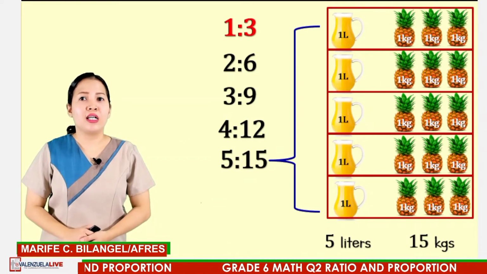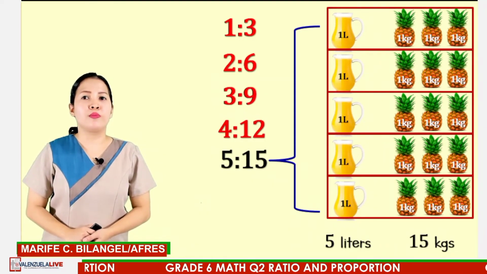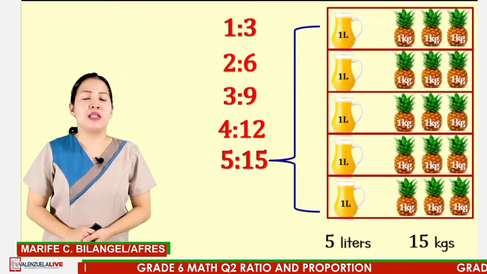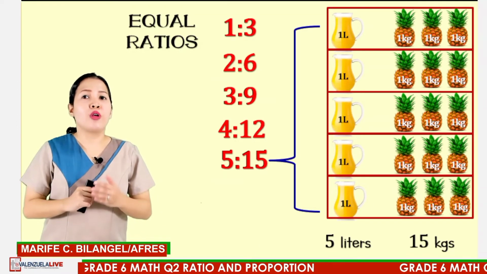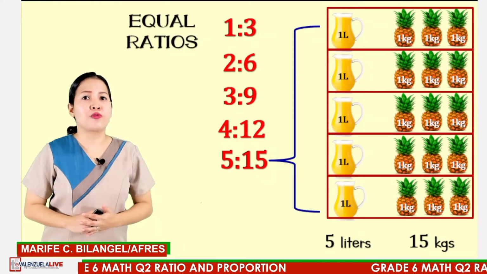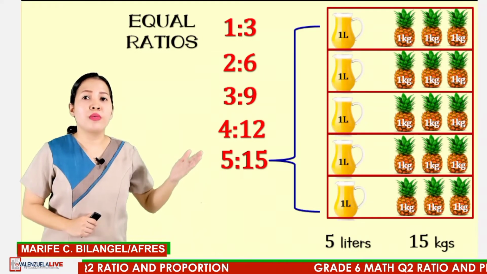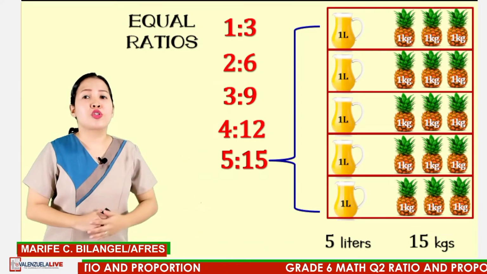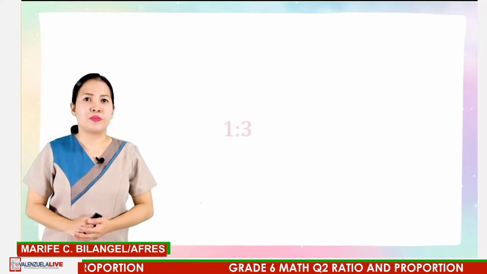1 to 3, 2 to 6, 3 to 9, 4 to 12, 5 to 15 is what we call equal ratios. If we are going to get the simplest form of 2 to 6, 3 to 9, 4 to 12, 5 to 15, it is all equal to 1 to 3.